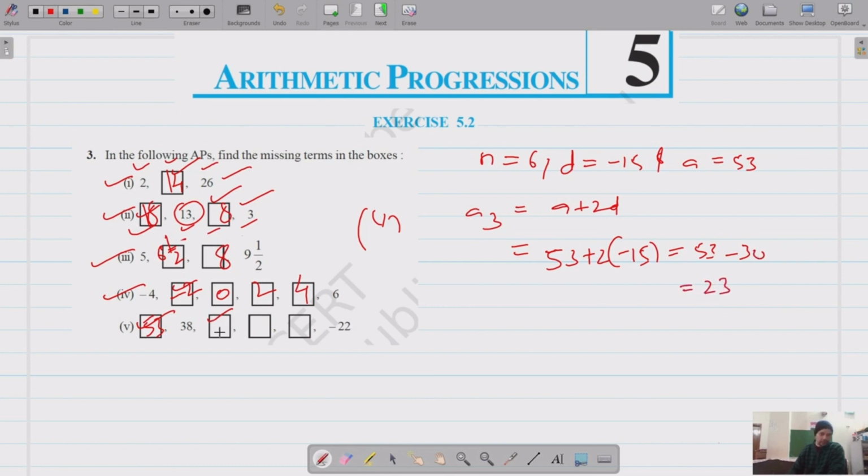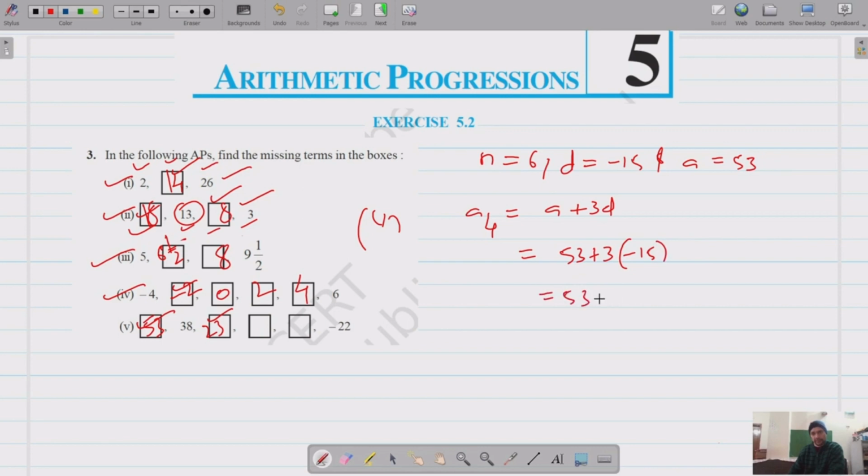So this is 23, and coming on to the fourth term, A plus 3D. So A is 53 plus 3 into minus 15, which is 53 minus 45. So 53 minus 45, 13 minus 5 is 8. So this is 8.